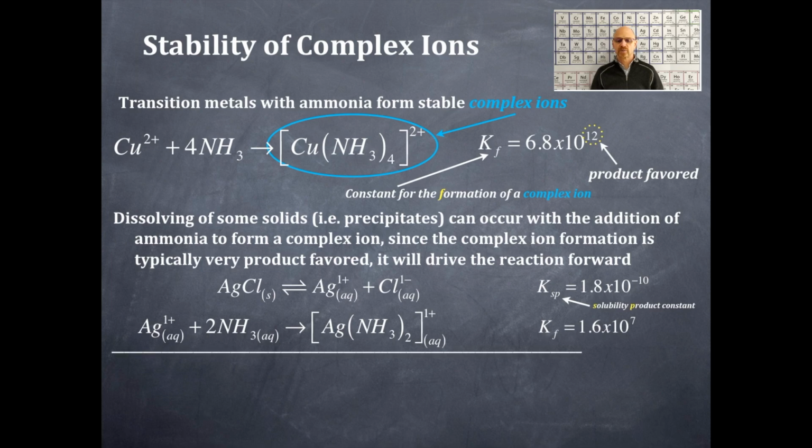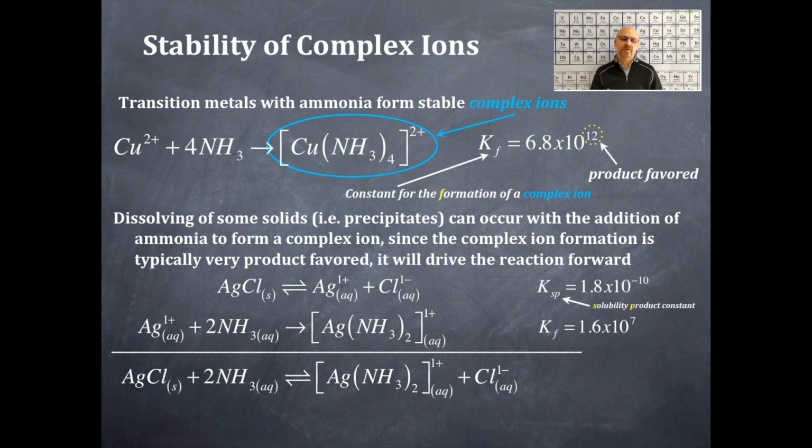It's not an equilibrium. We're going to add up these two equations, and we get the following equation: the silver chloride solid plus 2 ammonia in equilibrium with the complex ion of silver and ammonia plus the chloride ion. This will give me a K net for this equation.